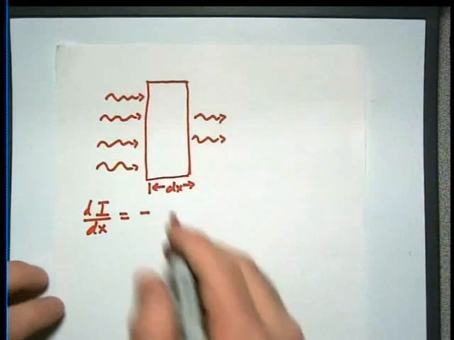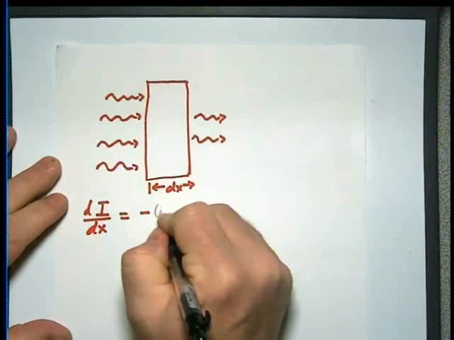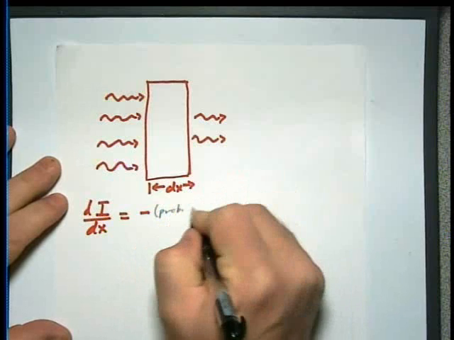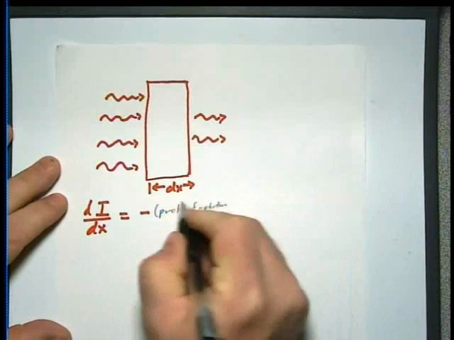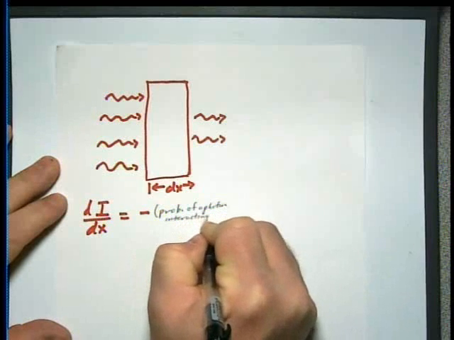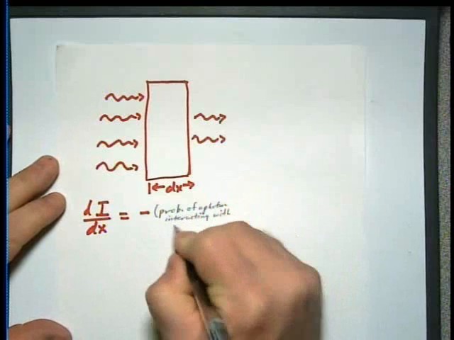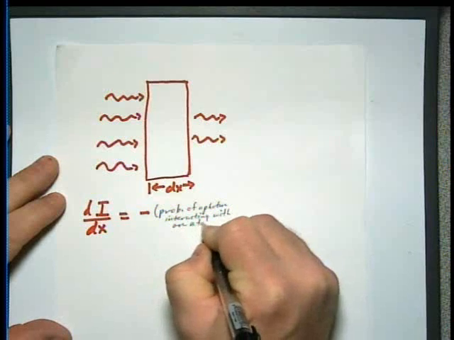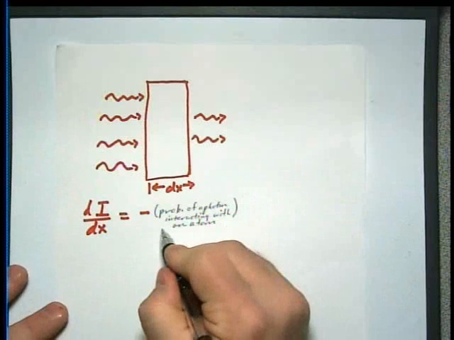It's going to depend on the probability of a photon interacting with an atom. There's a name for that in physics. It's called the cross-section.